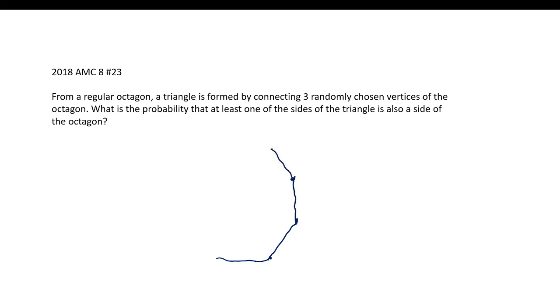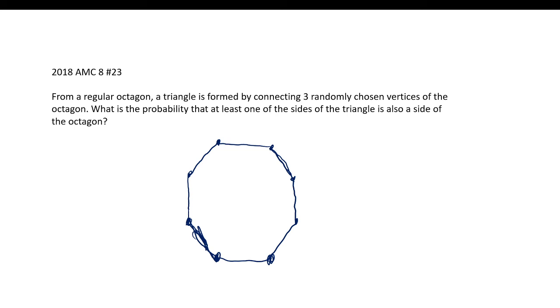Octagon has 8 sides, 8 vertices. Regular octagon, so side lengths and angles should be equal. We don't really care about the side lengths or the angles, though. This is another example of geometric counting. But we're also using probability, so you could call it an application of geometric probability, but geometric probability is a little bit different than this, but we'll slide with it.